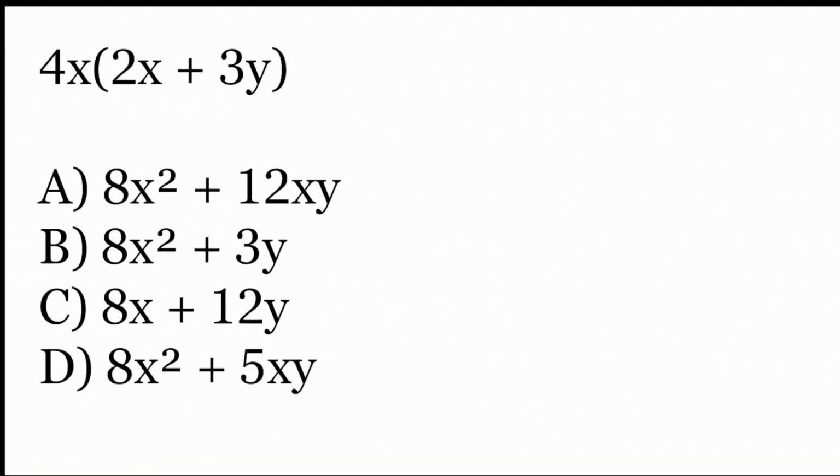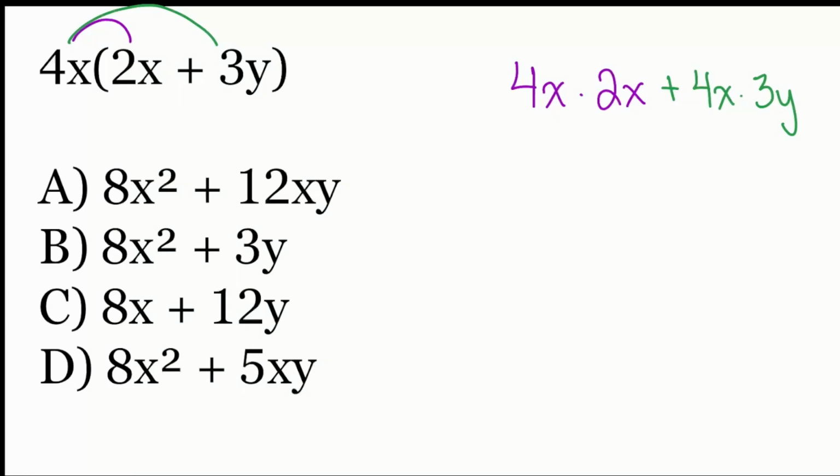And here we go. So we'll have 4x multiplied by 2x. So I'll write that down as 4x times 2x. And then from there, we have 4x multiplied by the positive 3y. So right there, 4x multiplied by the positive 3y. So with that, here we go. We have 4 times 2. Remember, we are multiplying, so we are going to multiply those coefficients. 4 times 2, that's going to give us 8.